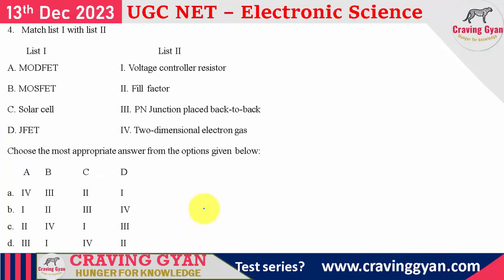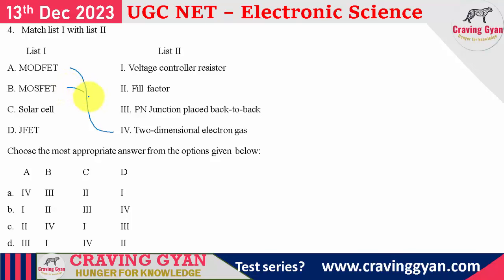In the fourth question, what they have given is match list one with list two. So MOSFET is what? A two-dimensional electron gas. MOSFET, anyway, you are familiar. Solar cell, you are very much familiar. So based on this, you will be getting the correct answer.